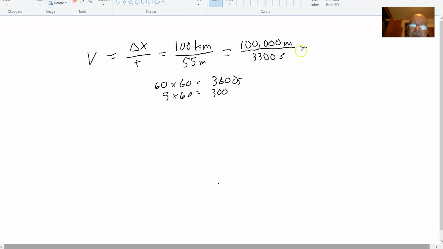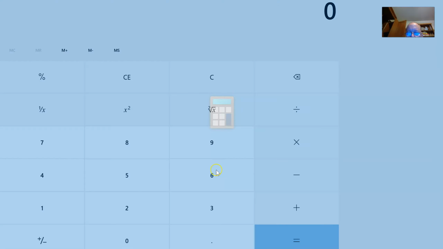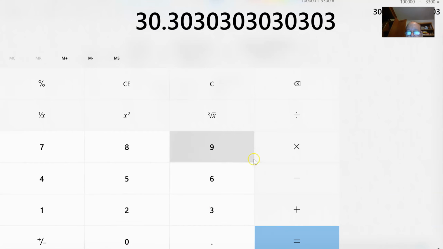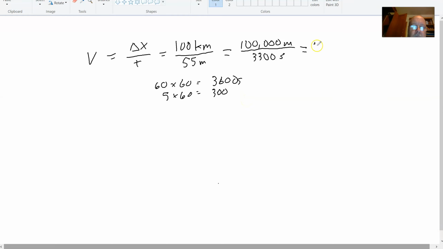And so what this means is, let's get the calculator out here, right? Got to have the calculator. So 100,000 meters divided by 3,300 equals 30.3 meters per second. Okay, so 30.3 meters per second. So that's my average velocity.